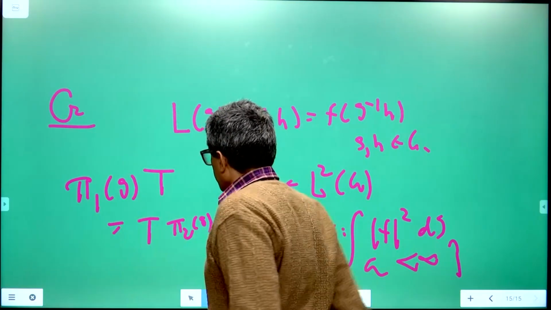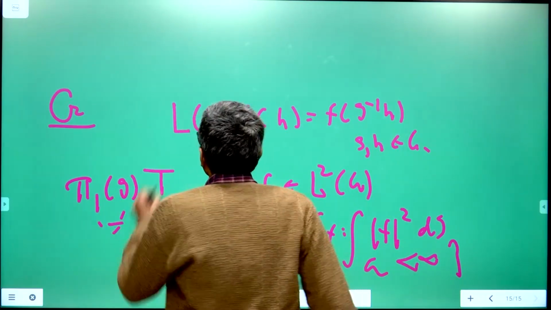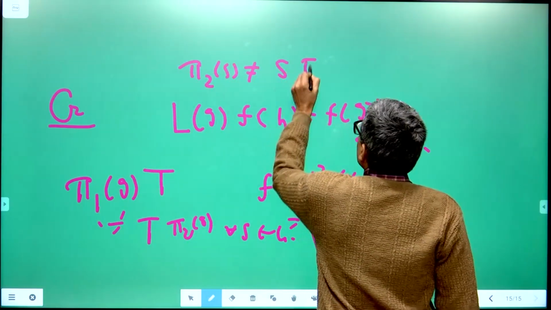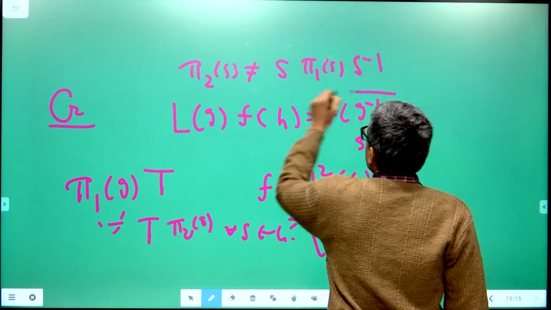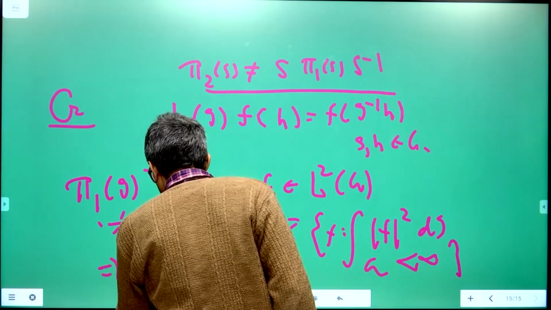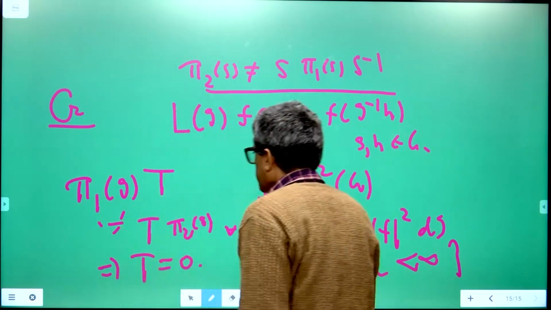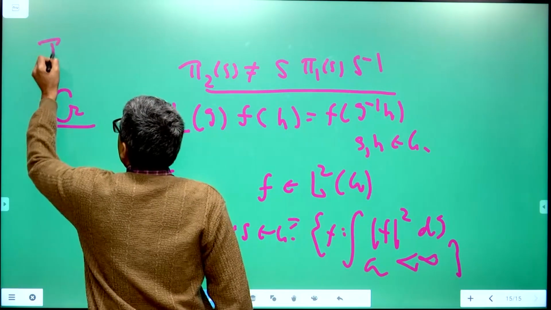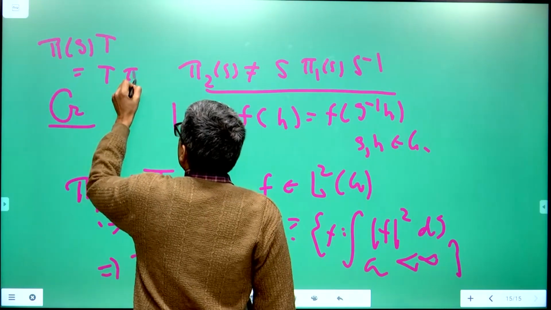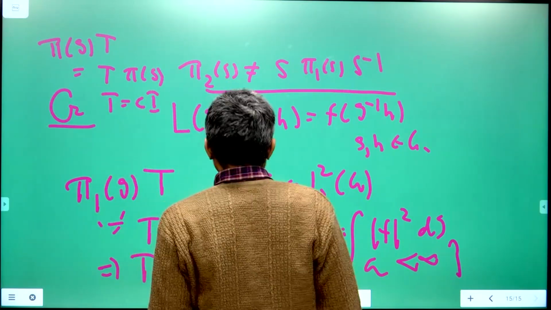Of course this implies that if pi 1 and pi 2 are inequivalent, that means you cannot write pi 2(g) as S pi 1(g) S inverse for some non-singular matrix, and pi 1 and pi 2 are both irreducible, then T will be 0. On the other hand, if pi(g) is an irreducible representation, and T intertwines pi with itself, then it will imply that T is a scalar multiple of the identity. Okay, how do we prove this Schur lemma?